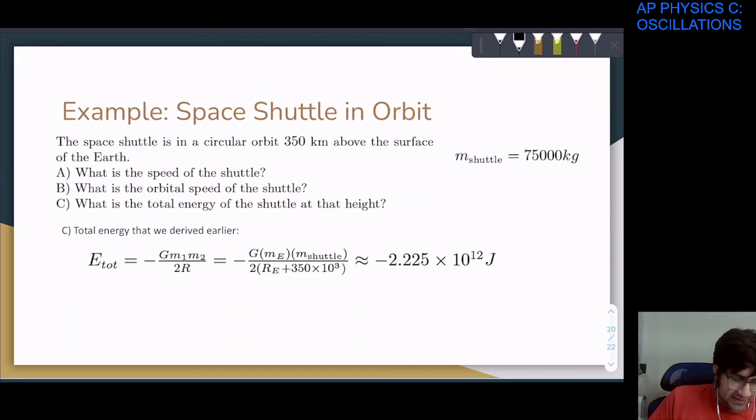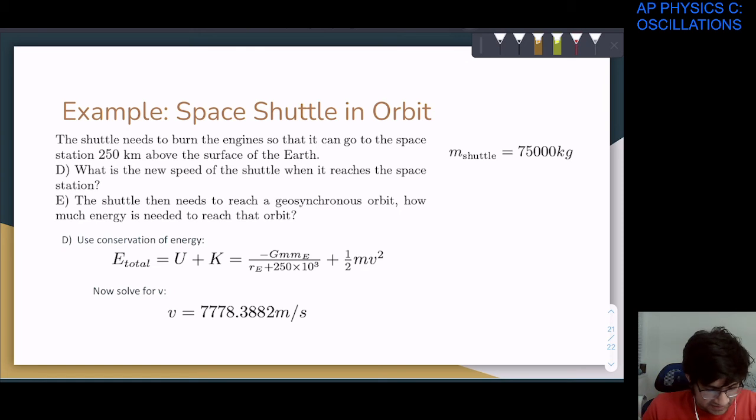Now part C is asking, what is the total energy of the shuttle at that height? And the total energy, which we derived, remember there are two cases. One was the circular case, and the other was the elliptical case, where we use the semi-major axis. But here we have the circular case, so we just use the radius. We end up getting this quantity over here, where r is simply r sub e plus the height. We know both masses, and we just plug and chug, and we end up getting this as our answer.